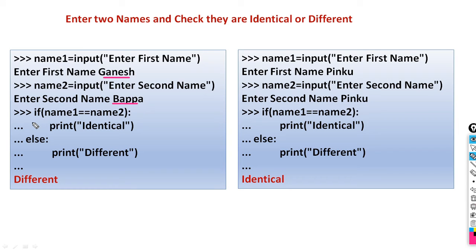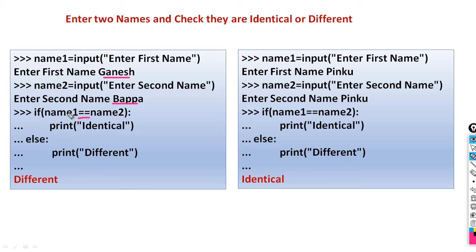So how can we use a conditional statement for this? If name 1 equal to name 2. Look here, we are using the double equal to sign. Double equal to means what? Comparison operator. So it will compare these two strings. Whatever data is input by the user, it will check that data.